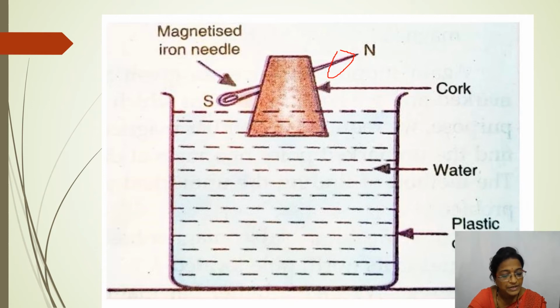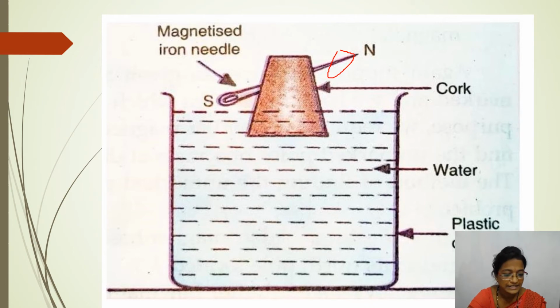Your compass is now ready to work. We will always find that when the cork stops rotating, the magnetized iron needle always aligns along the north-south direction. We can paint the north pole of the magnetized iron needle so that it always points towards the north. When it floats, after some time it stops and comes to rest again in the north-south direction.